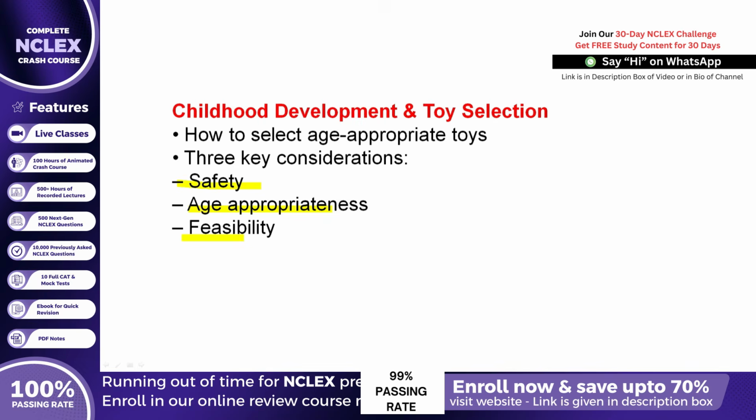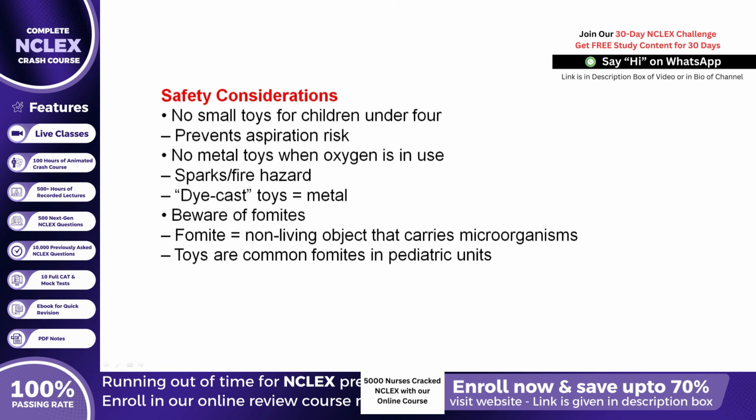Now we look deeper into toy-related safety considerations. And we start with the guideline that no small toys should be given to children under 4, as this prevents aspiration risk. Moving to the next key point, no metal toys should be used when oxygen is in use, because of the risk of sparks and fire hazards. To clarify further, die-cast toys are considered metal. And lastly, we must beware of fomites, because a fomite is a non-living object that carries microorganisms, and toys are common fomites in pediatric units.